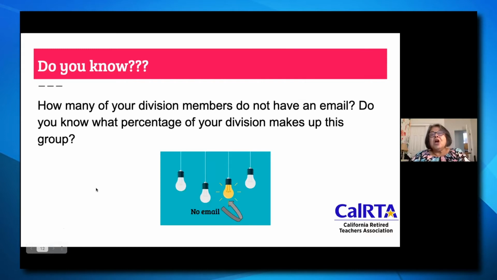So do you personally know how many of your division members do not have an email? Do you know what percentage of your division makes up this group? Do you know that?